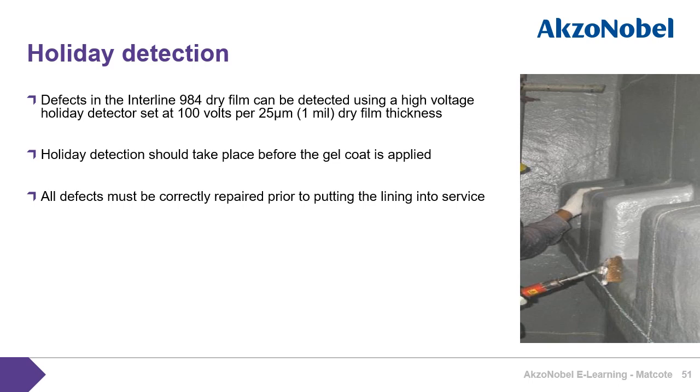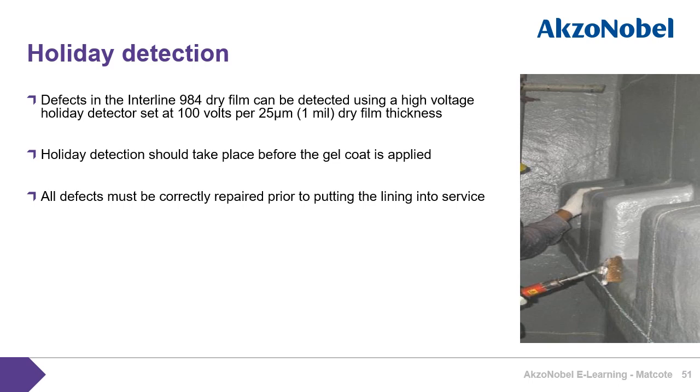So in this section, the first thing I want to look at is holiday detection. Defects in the Interline 984 dry film can be detected using a high voltage holiday detector set at 100 volts per 25 micron or 1 mil of dry film thickness. Our advice is that holiday detection should take place before the gel coat is applied.